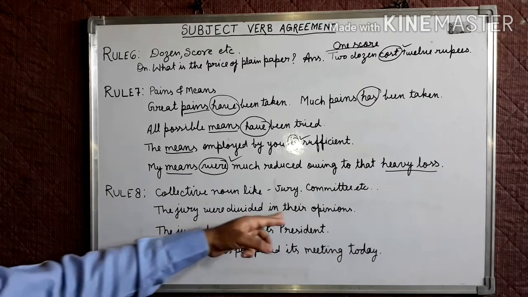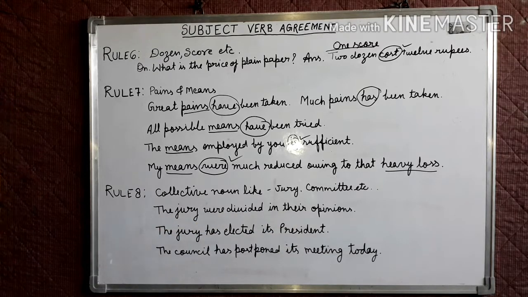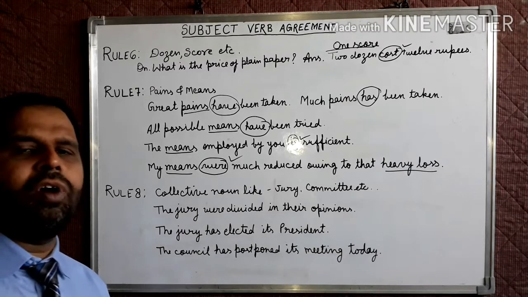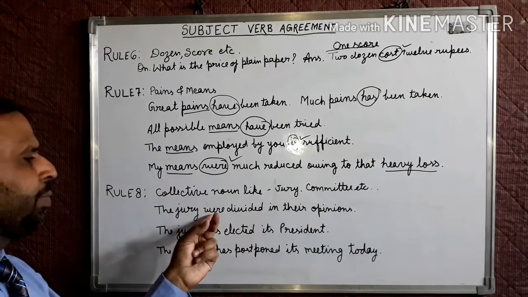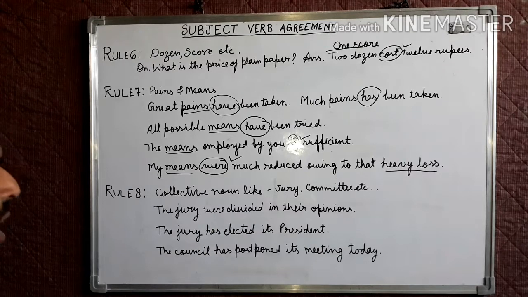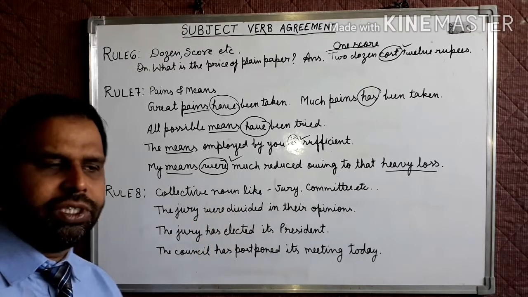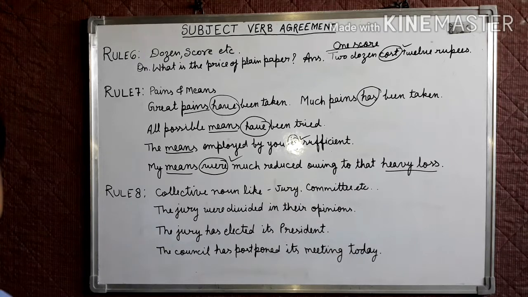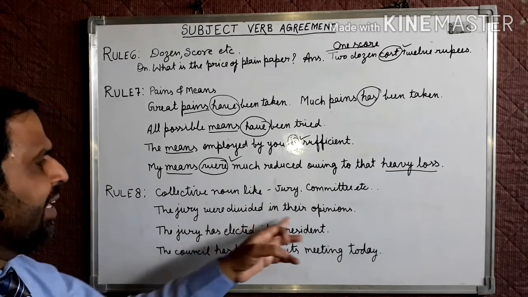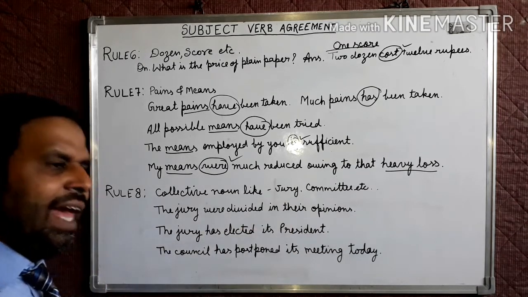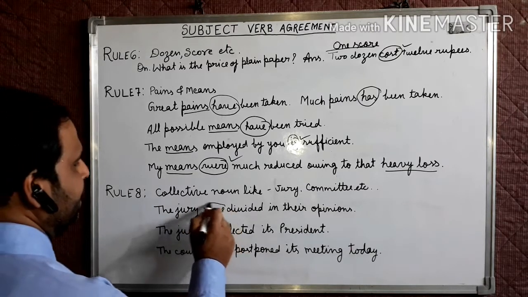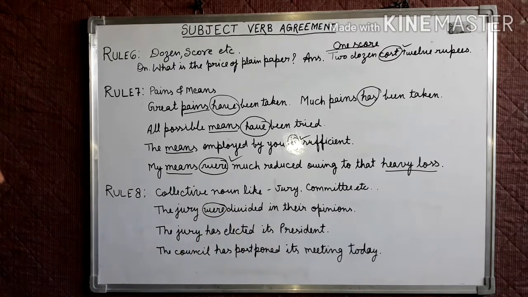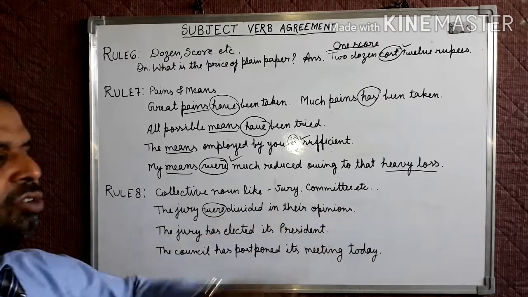The jury were divided in their opinions. Here the word jury is a collective noun, a group of people, and it has been used as plural. So we come to know that the members of that jury were not single-minded. They divided in their opinions, meaning they have different opinions. That's why the verb used here is in plural number. So the jury were divided in their opinions.